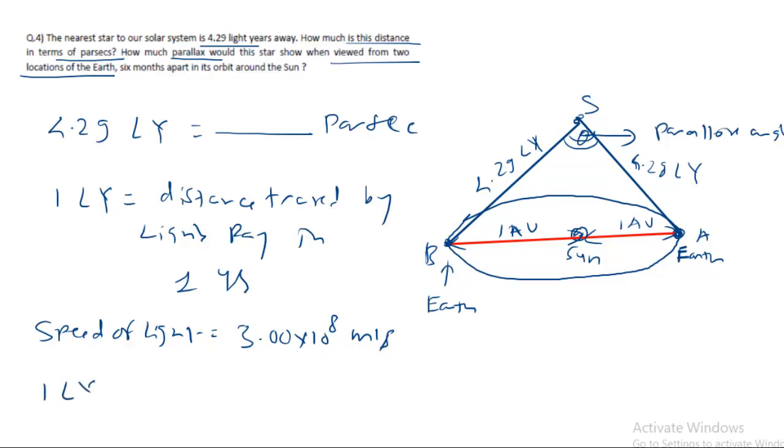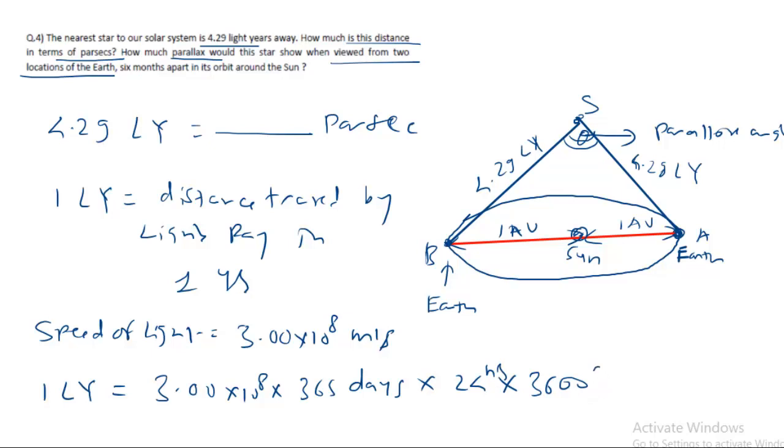So 1 light year is equal to the speed, that is 3 into 10 raised to power 8, into 365 days, 1 year. Days have to be converted into hours and hours have to be converted into seconds. So 24 hours and 3600 seconds. And solving this, we will get 1 light year is equal to 9.46 into 10 raised to the power 15 meters.